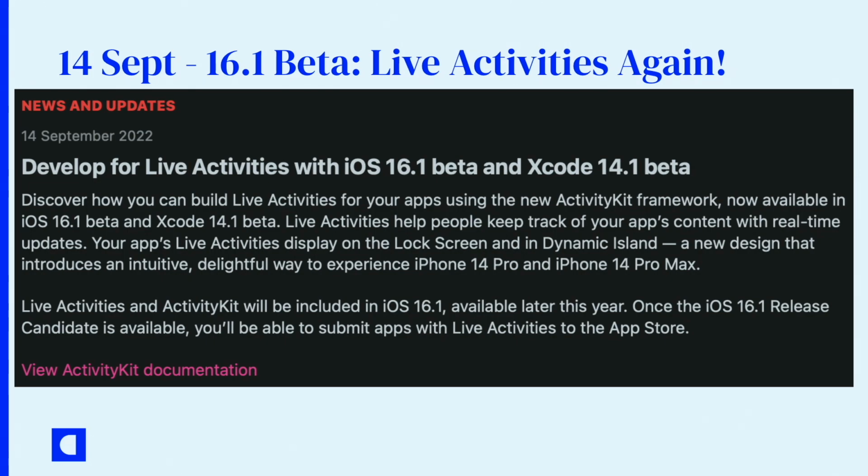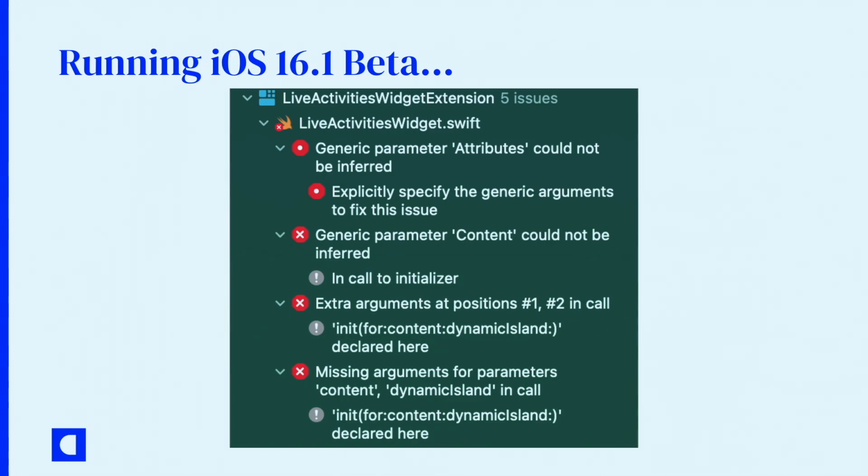Then two days later, the 16.1 beta went live, and they announced again that live activities will be part of this. They also announced it will be part of the 16.1 release. Still not sure, of course, when this will actually go live, but there is again a beta that I could play around with. So I picked up my old project, put it in the 16.1 beta, and it crashed, or basically didn't compile. And so I was thinking, so they completely changed the whole API.